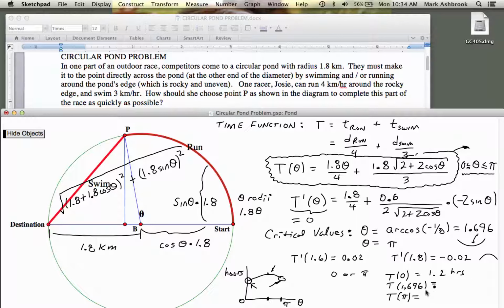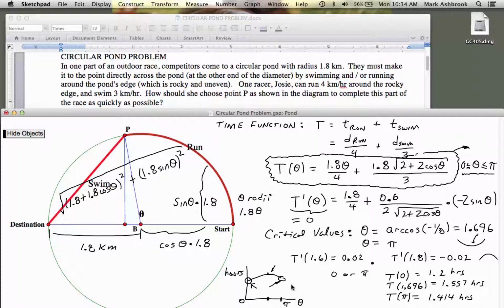If we put 1.696, we get 1.557 hours. And if we put pi in, we get 1.414 hours. Which is further evidence here that we have a local maximum. It's backing up what we assumed here with the sketch.